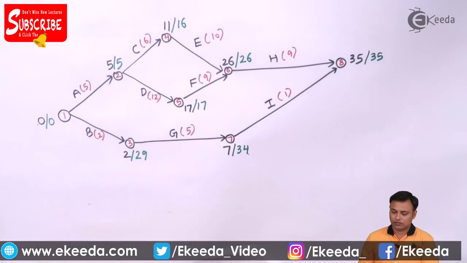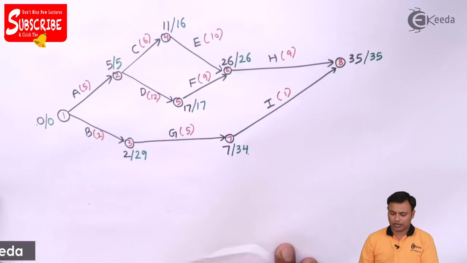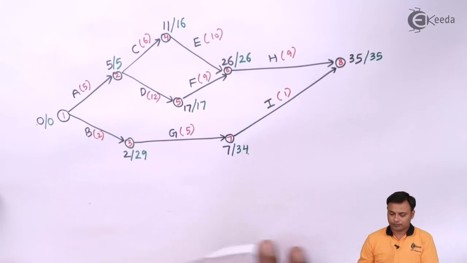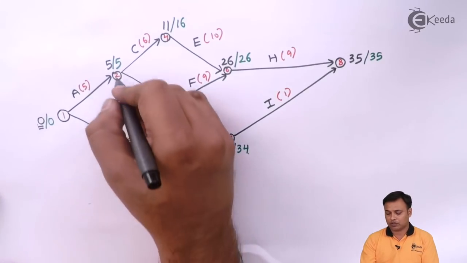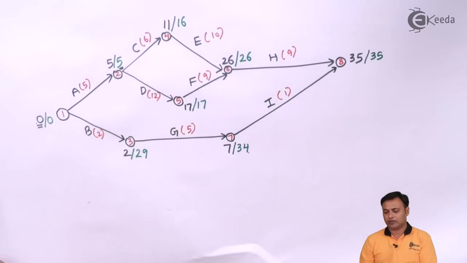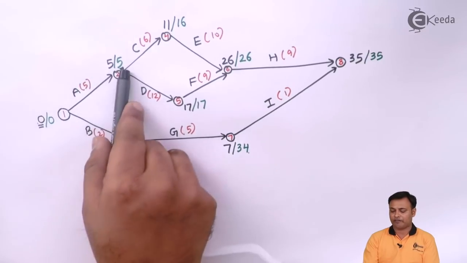For forward calculations, we look at the tail. We look at the tail for the earliest starting time. We look at the head for the latest finishing time. So for A it is 0 and 5.